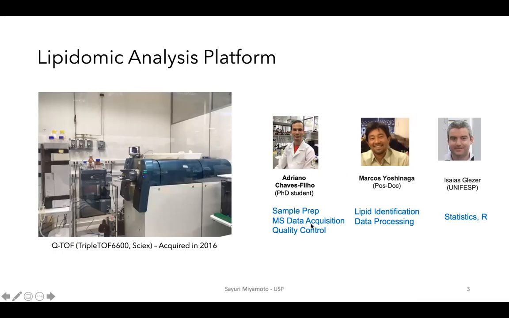Adriano is a specialist in mass spec analysis, so he does all the lipidomic analysis in our lab. Marcos is a specialist in lipidomic data processing, so he identifies all the lipid species in the samples. And Isaías helps us with the statistical analysis. He is also a neuroscientist, so he knows this ALS disease. So he helps us in the analysis.